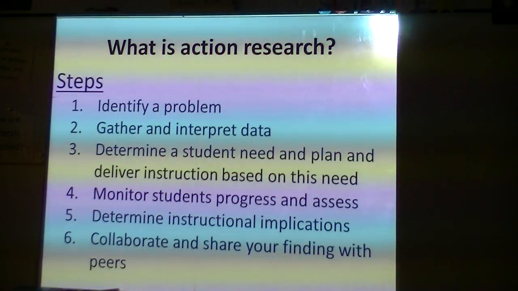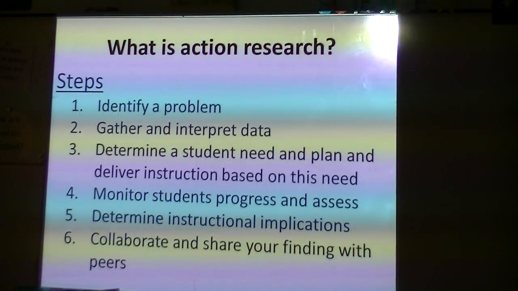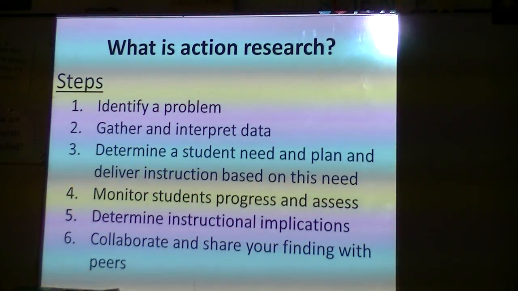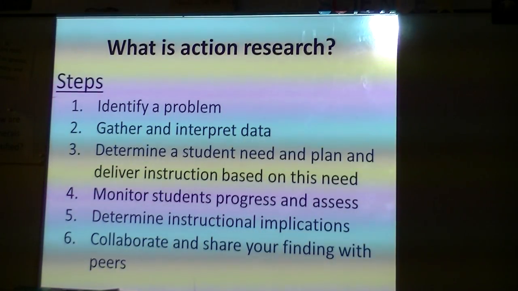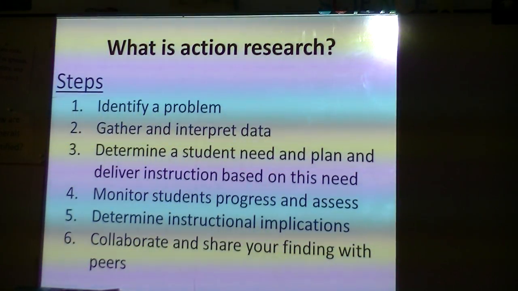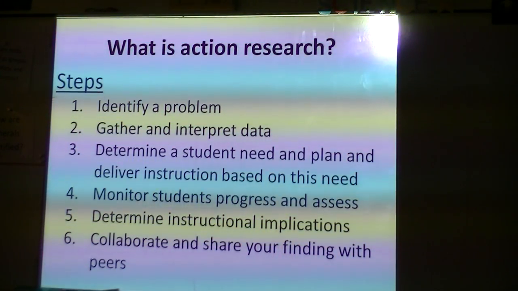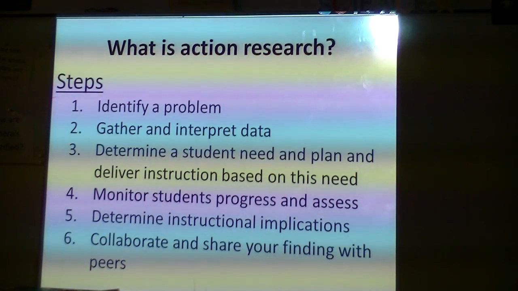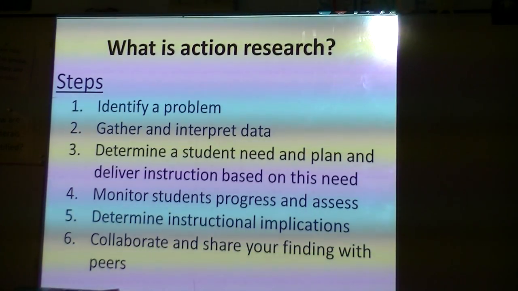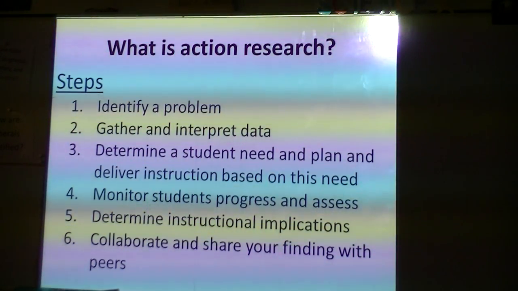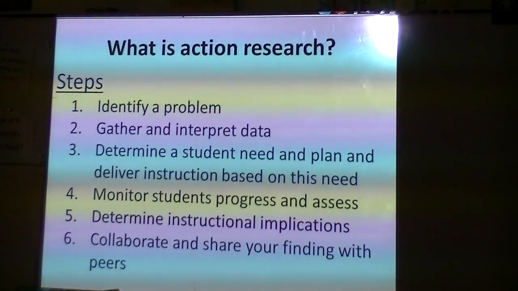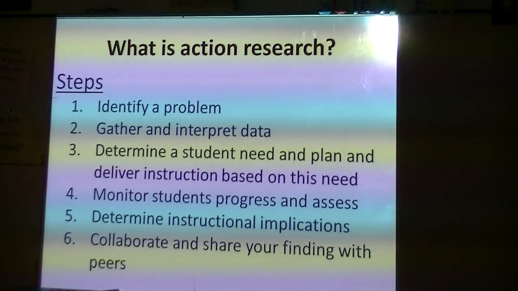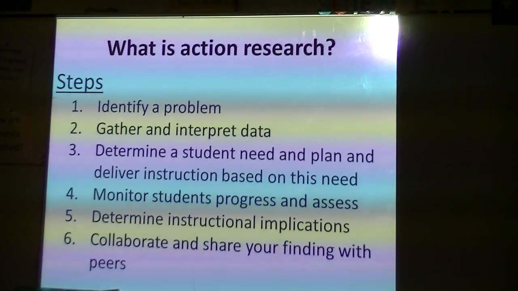So here are the steps. First, you want to identify a problem. Second, you want to gather and interpret data. Third, you want to determine a student need and plan and deliver instruction based on this student need. Fourth, you want to monitor students' progress and assess. Fifth, you want to determine instructional implications. And sixth, you want to collaborate and share your findings with your peers.